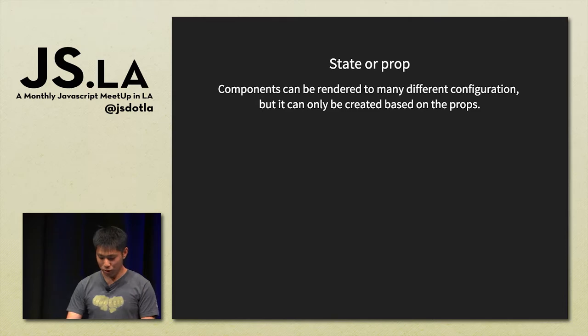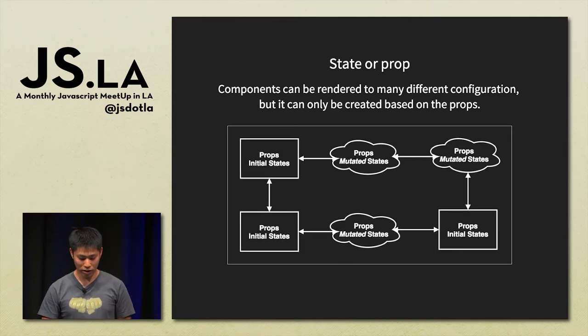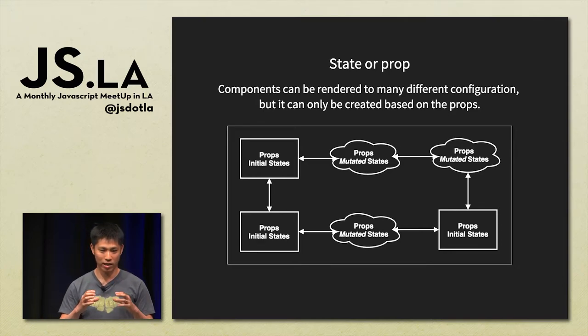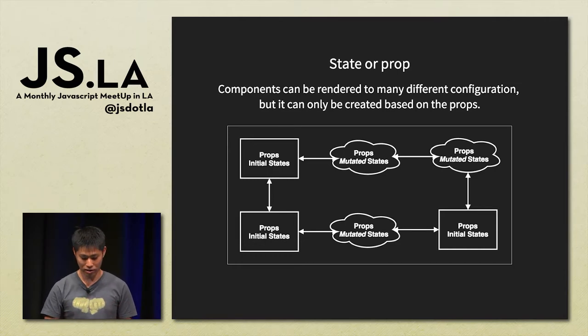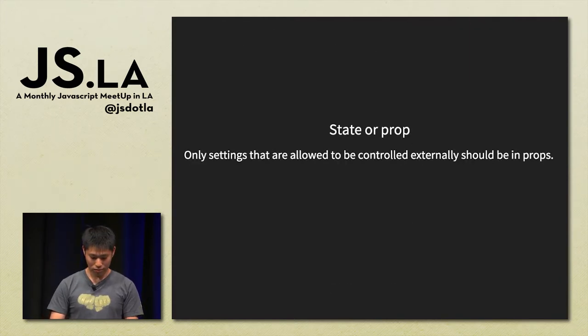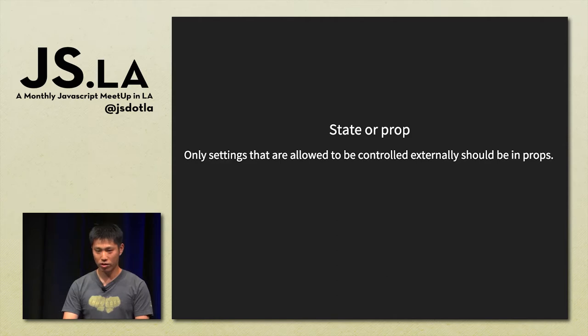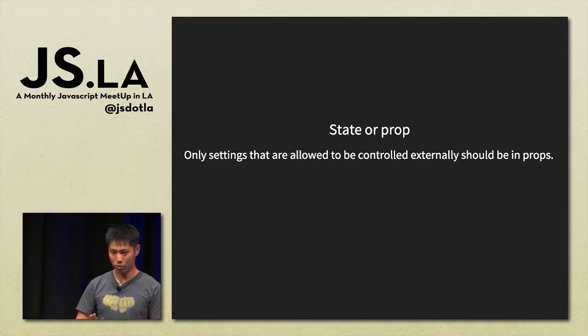It will be much clearer if you think about it like this. A component can be in many different situations, but only certain situations are considered a steady state, and the others are more like an unstable state. You cannot actually jump into it when you create it. So state or prop: only the settings that you want other people to change externally should be in the props.